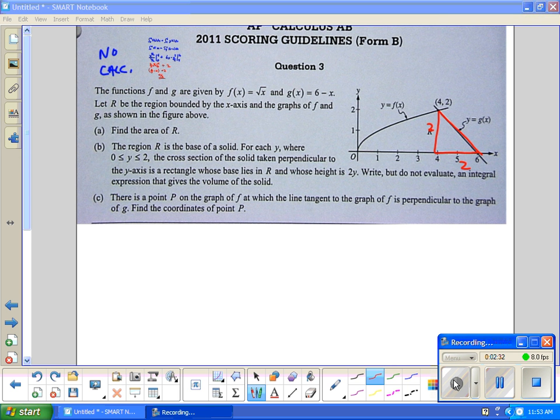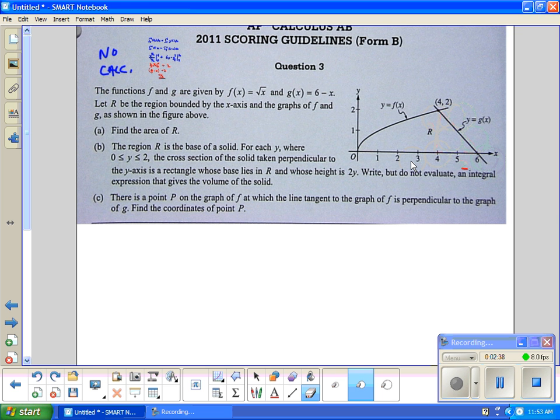Part B says the region R is the base of a solid. For each y from 0 to 2, so we're on the y-axis, guys, from 0 to 2, the cross-section of the solid perpendicular to the y-axis is a rectangle whose base lies in the region R. All right, there's a rectangle, and its base is right here. That is the base of the rectangle, and its height is 2y.